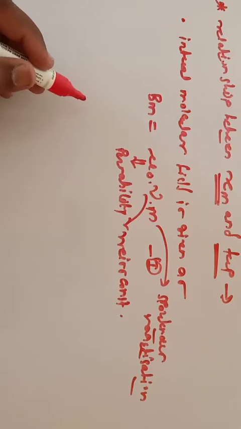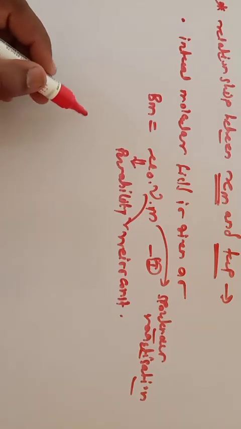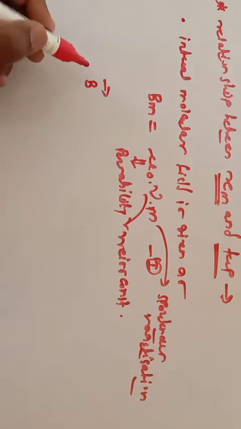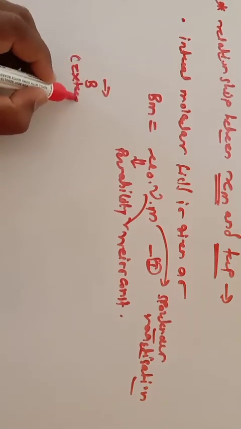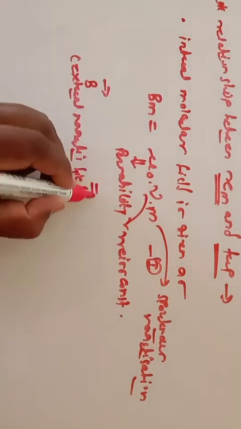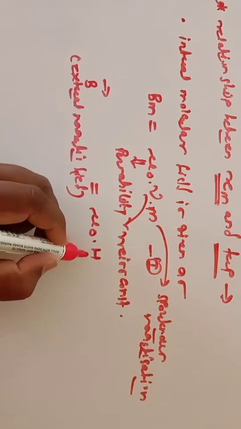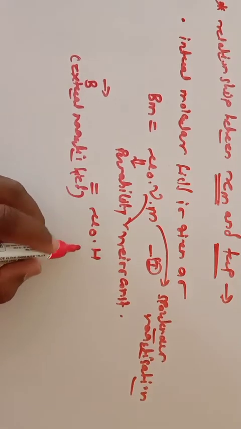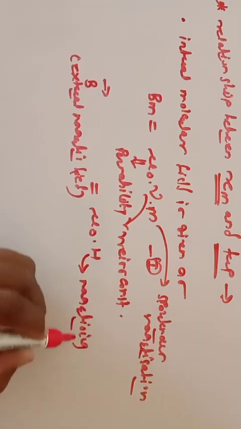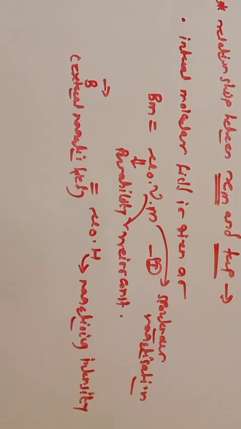Second, when the external magnetic field is applied, the external magnetic field is given as the B vector, which is equal to mu 0 into H. Mu 0 is the permeability, and H is the magnetizing intensity, or magnetizing strength, or the strength of the external magnetic field.